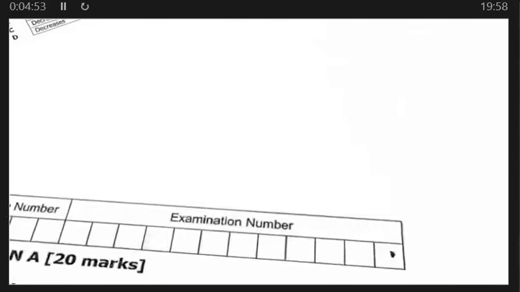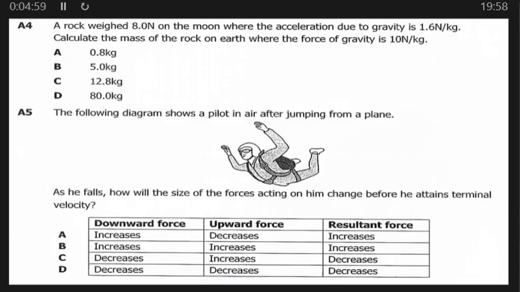So let's go to question number 4. Question number 4 reads: a rock weighed 8.0 newtons on the moon, where the acceleration due to gravity is 1.6 newton per kilogram. Calculate the mass of the rock on Earth, where the force of gravity is 10 newton per kilogram. So we are being asked to calculate the mass of the rock on Earth, where the force of gravity is 10 newton per kilogram.